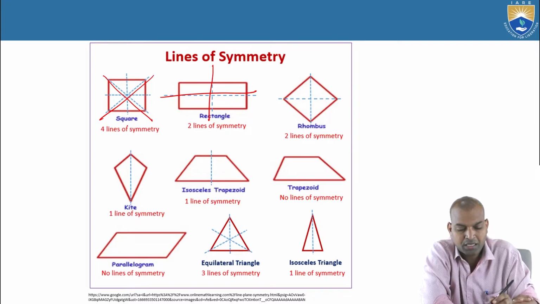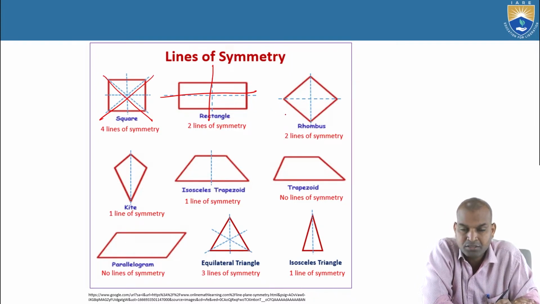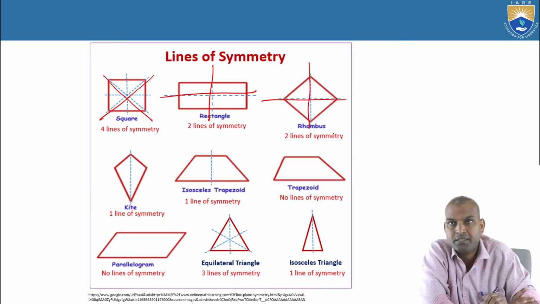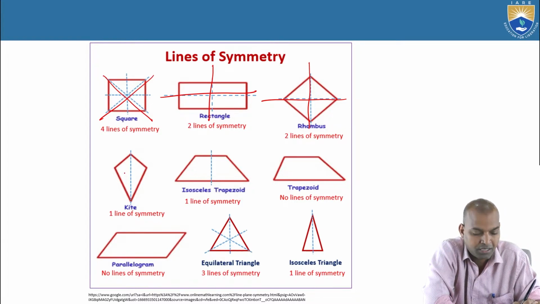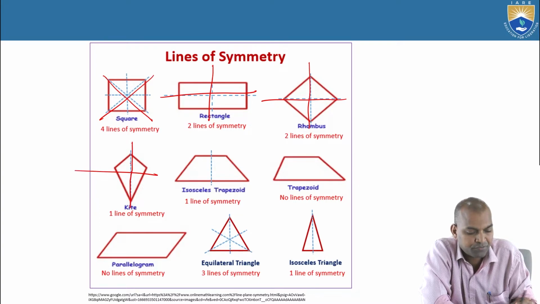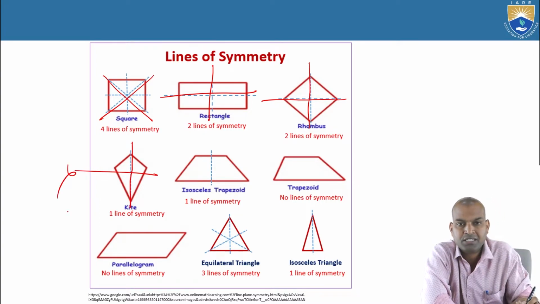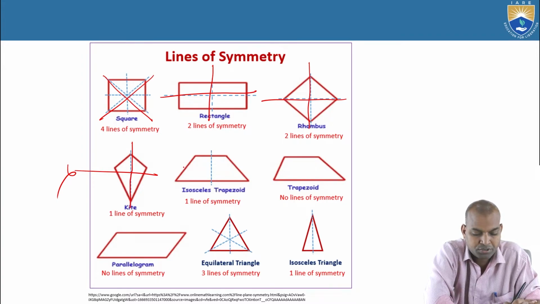And coming to the rhombus, the rhombus has two lines of symmetry: about the y-axis, the vertical axis, and about the horizontal axis. It is a two-lines-of-symmetry geometry. And if you consider the kite, it has one line of symmetry about the y-axis, the vertical axis. What about the horizontal axis? If you fold it, it is not symmetrical. That's why it is a single line of symmetry. Coming to the isosceles trapezoid, it has only one line of symmetry. And what about the horizontal axis? No. That's why it is a single, one line of symmetry.